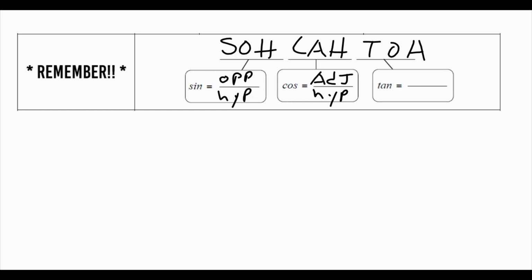And then tan, or TOA, would be opposite over adjacent, because again, I know the ratio of tangent is the opposite side to the adjacent side. So by remembering SOHCAHTOA, I can remember these ratios easily.